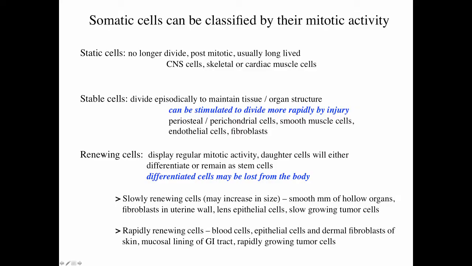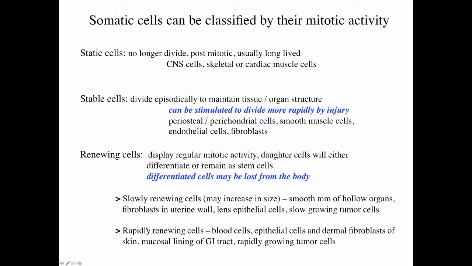And we can talk about renewing cells. These would be cells that display regular mitotic activity, and the daughter cells will either differentiate or they'll remain as stem cells. Differentiated cells may be lost from the body. We can talk about a slowly renewing population of cells. They may increase in size. So, for example, smooth muscle of hollow organs, fibroblasts in the uterine wall, lens epithelial cells, or even slow-growing tumor cells. These will be slowly renewing cells.